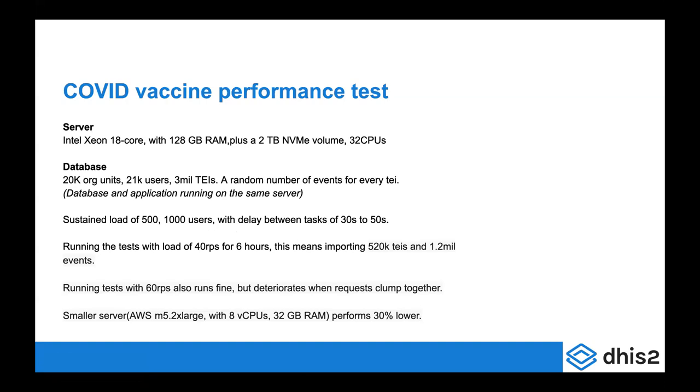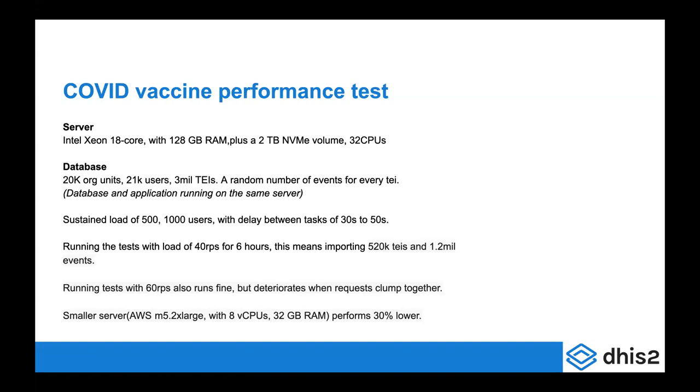Well, how much is 40 requests per second for 6 hours? The number we can put beside this to illustrate it is that 520,000 tracked entity instances were imported with 1.2 million events over 6 hours. So it's like entering 500,000 new persons into the COVID vaccine program over the course of a single working day.